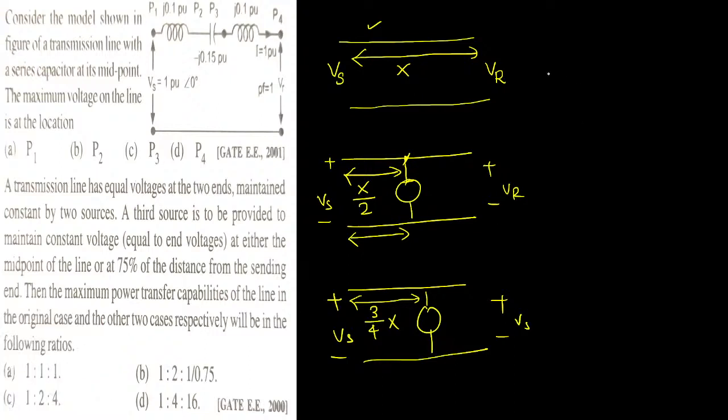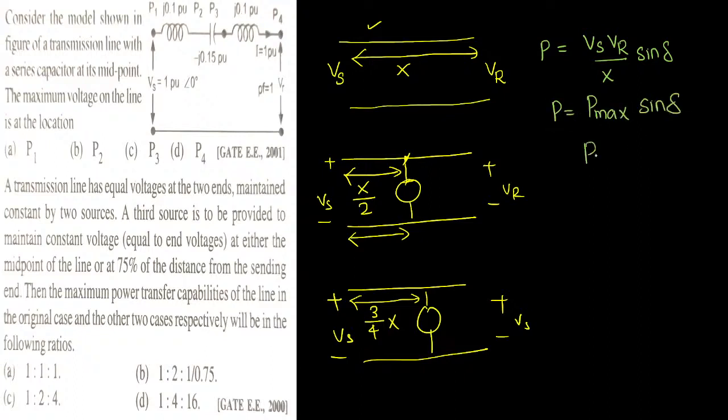So the maximum power transfer capability, case number 1. First of all, for real power, the formula can be written as sending end voltage into receiving end voltage divided by reactance x into sin delta. First formula. From this formula, it can be written as P is equal to P max into sin delta. Correct? Yes sir, we are correct.